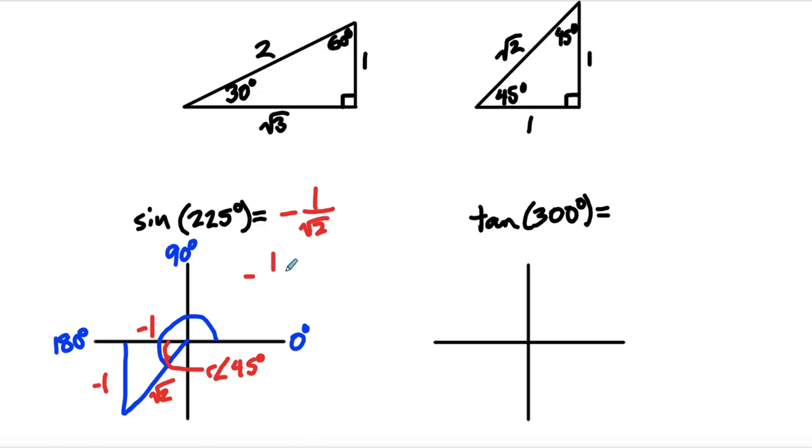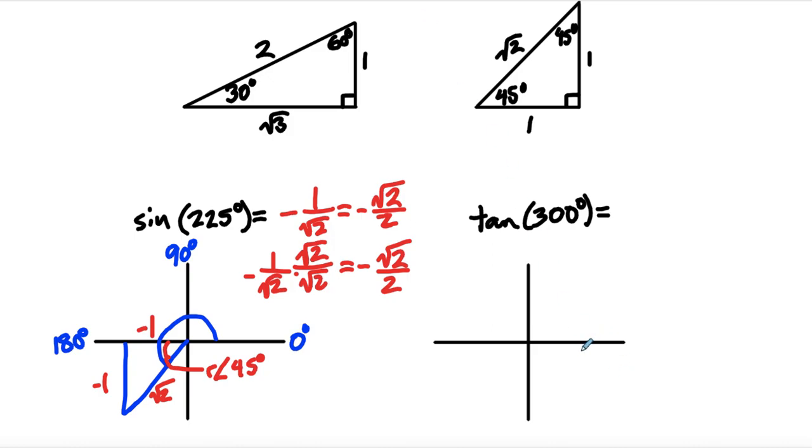And just remember, if you wanted to rationalize the denominator, that would give you negative square root of 2 over 2. Okay, so either answer is suitable here, but more commonly you'll see the number written with the denominator rationalized. Okay, moving along here, let's do the next one, tangent of 300.